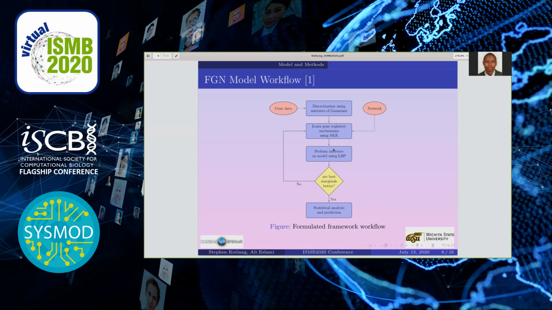However, since biological systems are highly cyclic in nature, we perform marginal inference on the model using loopy belief propagation to find the probability of a gene being in a particular state. I will explain the loopy belief propagation in the next couple of slides. Then with optimal marginals, we perform statistical analysis.